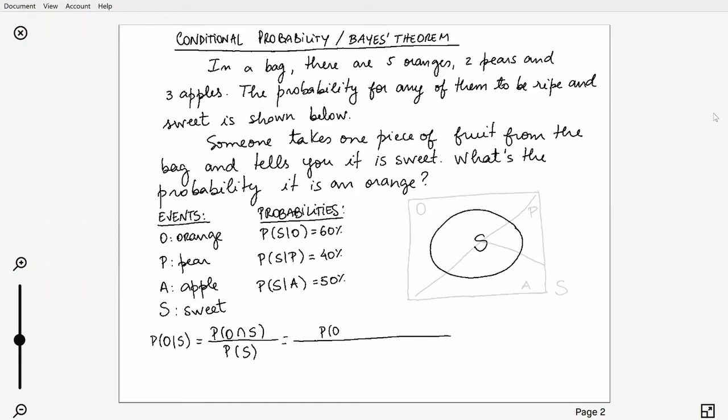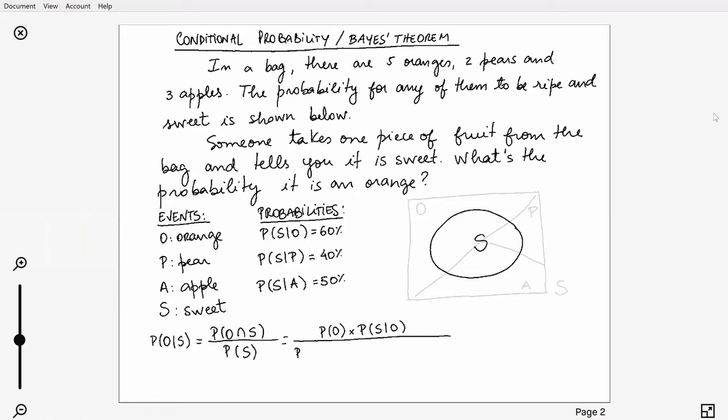With the help of the Bayes theorem, we know that we can solve this ratio by calculating the probability of the fruit being an orange and multiplying that value by the probability the fruit is sweet, knowing that it is an orange. And then we need to divide the result of this multiplication by the probability of any of the different types of fruit being sweet.